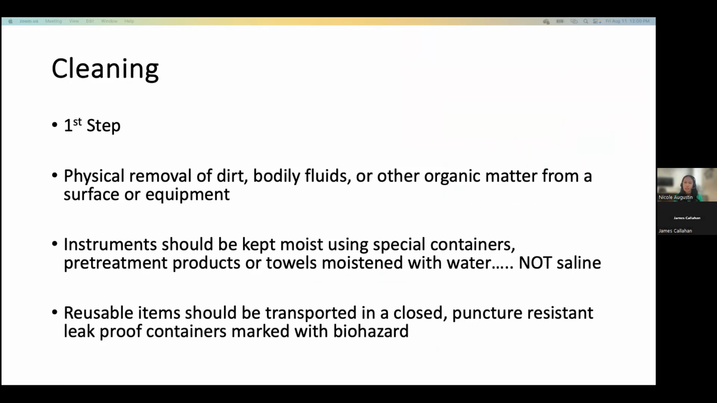So after all that gunky, gross stuff is removed from the medical instrument, that instrument should be kept moist prior to transport for further cleaning, disinfection, or sterilization. This can be accomplished using special containers, pre-treatment products, or towels moistened with water and not saline. Why? Because saline can actually be very corrosive and can damage the instruments. You want to transfer them in disposable, puncture-resistant, leak-proof containers marked with biohazard.